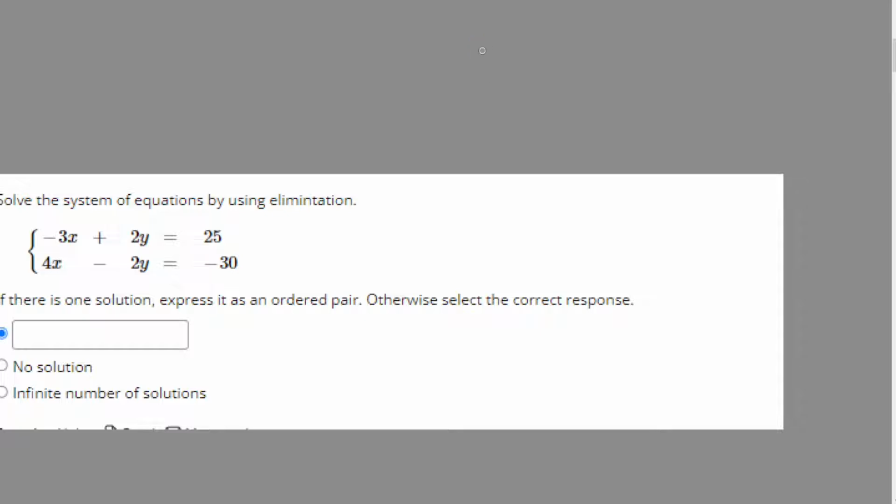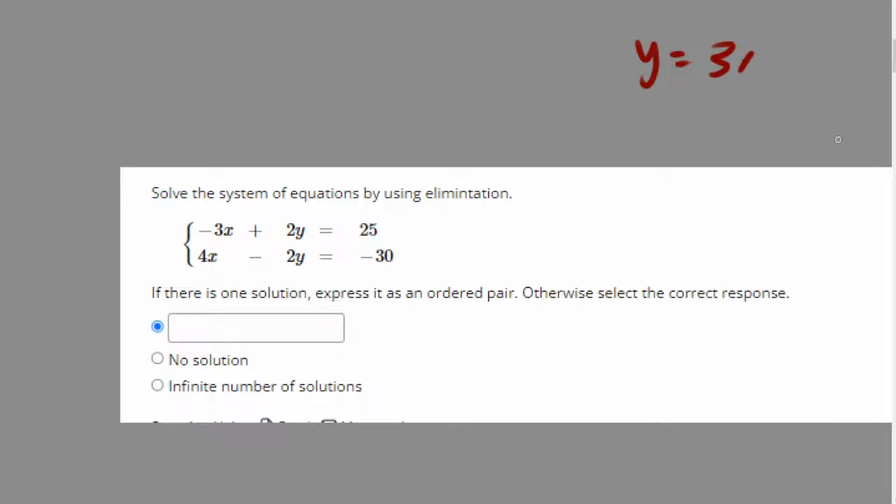However, if you see something like y equals 3x plus 4, or like y minus 3x equals 4, that's a good indicator that you might want to use substitution, because it's easy to move those things over and just substitute whatever you found your y to be for the y in the second equation.